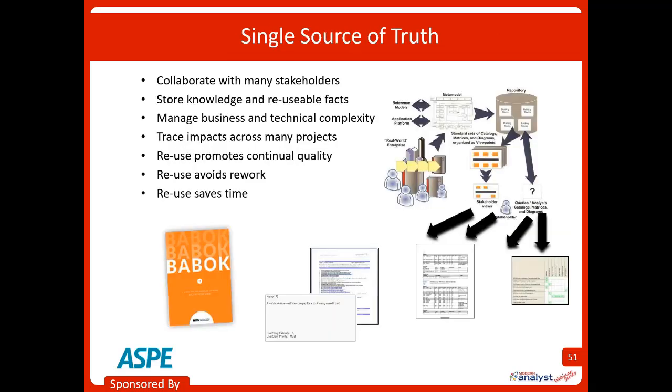I encourage you to download the Three Amigos Agility Manifesto, and one of their principles in there, they have 10 or 12 principles, is a single source of truth. You can have thousands of systems, but you do need to have a single source of truth. You should be able to collaborate with many stakeholders, store knowledge and reusable facts. You should manage business and technology complexity and trace impacts. Knowledge systems will help you look at everything, and they avoid rework and save time. So we're talking about a repository.